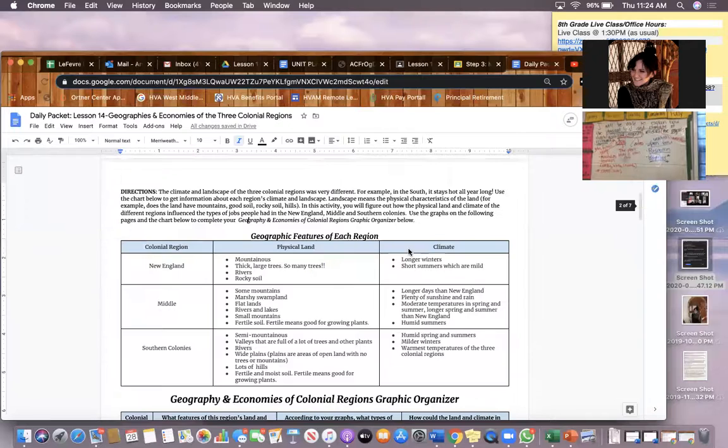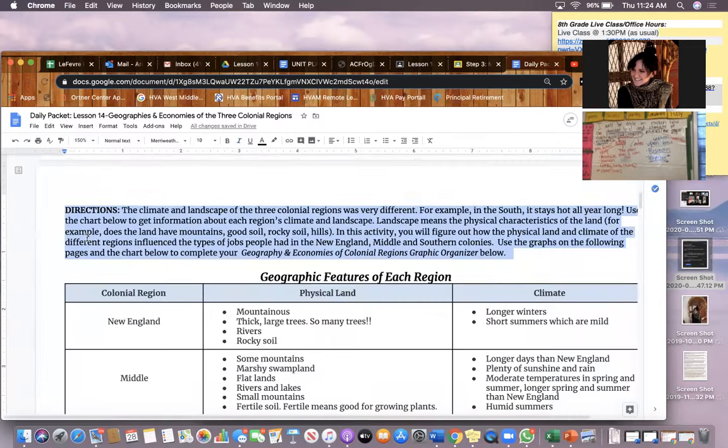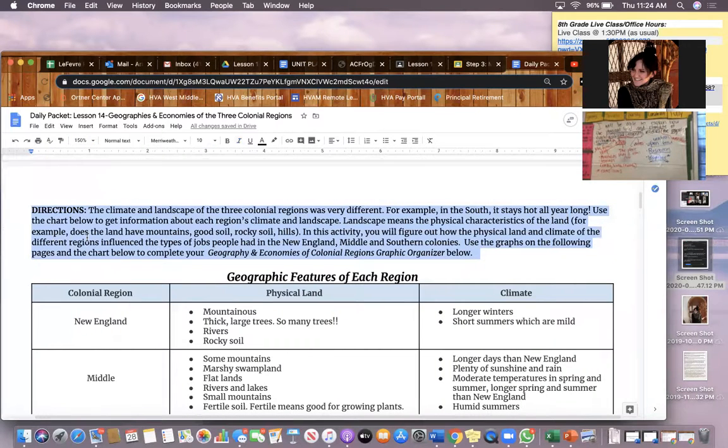So if you scroll to the second page of your packet, you'll see that you have directions written at the top. The climate and landscape of the 3 colonial regions was very different. For example, in the South, it stays hot all year long. Use the chart below to get information about each region's climate and landscape. Landscape means the physical characteristics of the land. For example, does the land have mountains, good soil, rocky soil, hills?